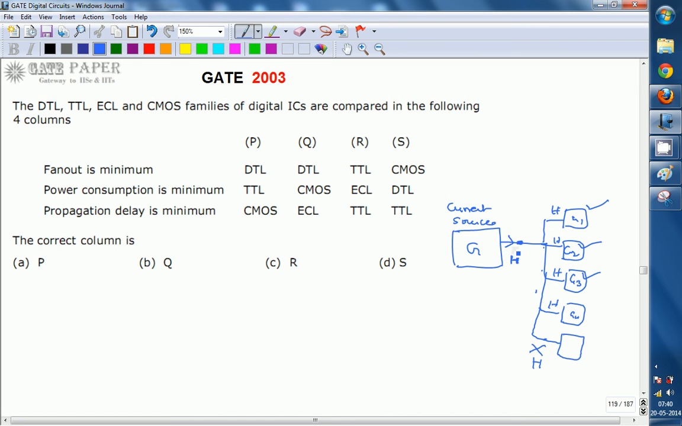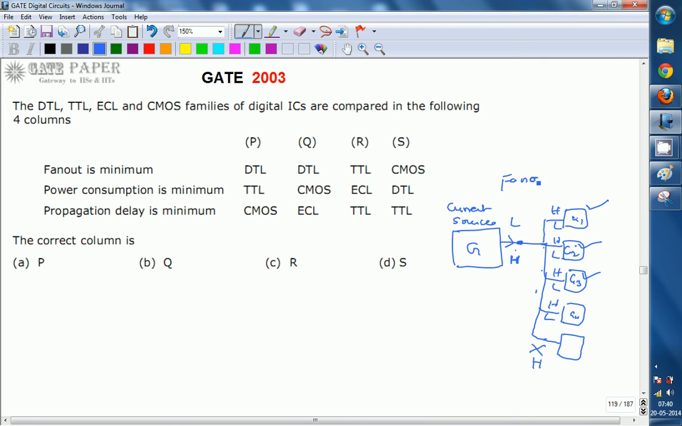If the output of this gate is high level, the inputs of these gates should be at high level, and if it is at low level, the inputs of these gates should be at low level. So there must not be any violation in the logic level. Without violating the logic levels at the output node, how many gates you can connect at the output is treated as fan out.